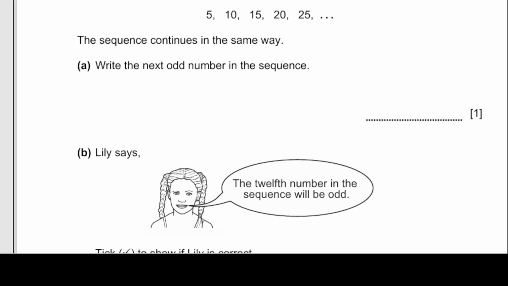So question number 6, here is part of a number sequence. So we have 5, 10, 15, 20, 25. The sequence continues in the same way. Write the next odd number in the sequence. So the next number is going to be 30 and after that it is 35. As you can see, there is a difference of 5 here. So the odd number is going to be 35, right?